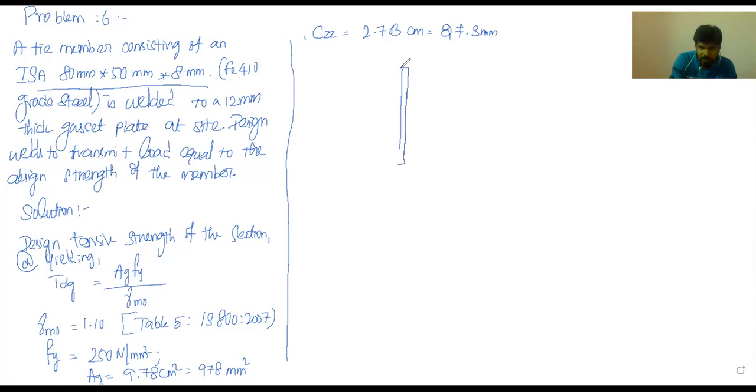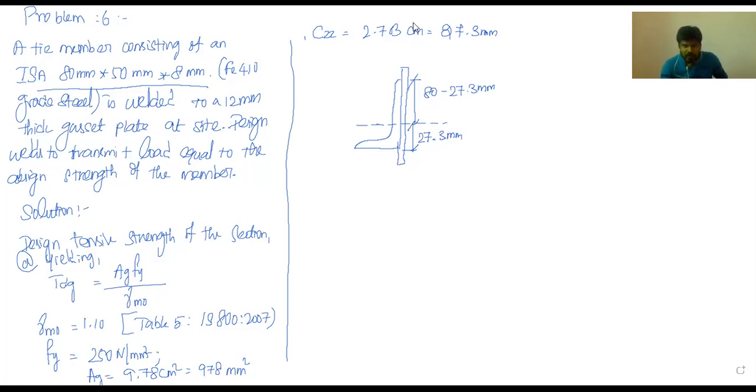If I think that this is my gusset plate, and in the gusset plate I place the angle like this, where does the centroid lie? That is called the C_z value. So from here to here it is 27.3 mm, and from the top to here it is 80 minus 27.3 mm.